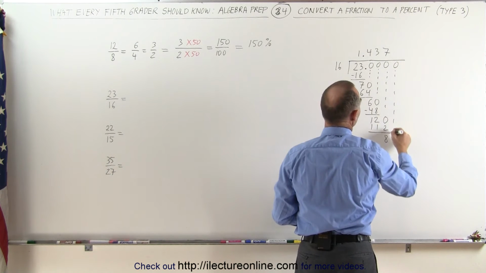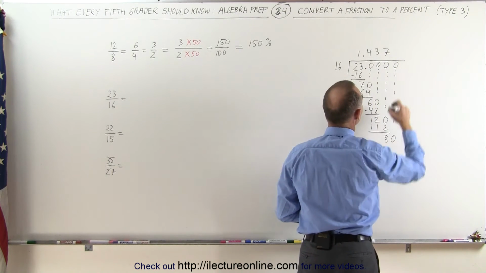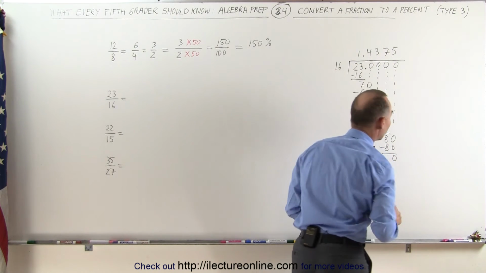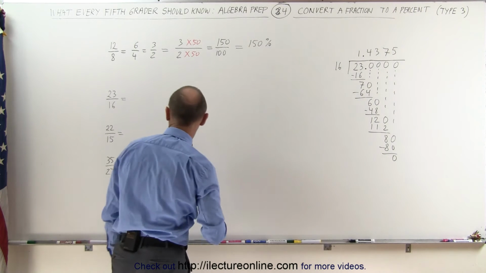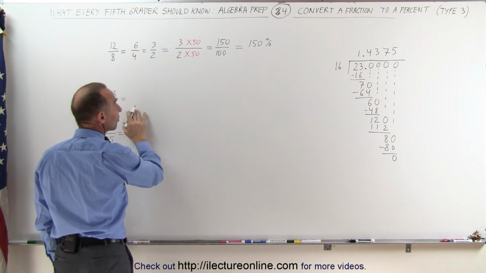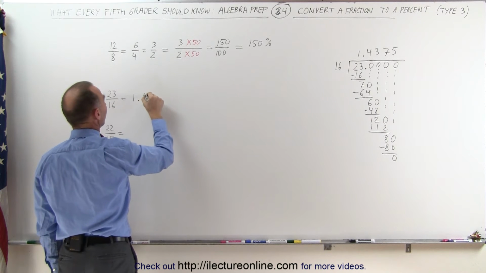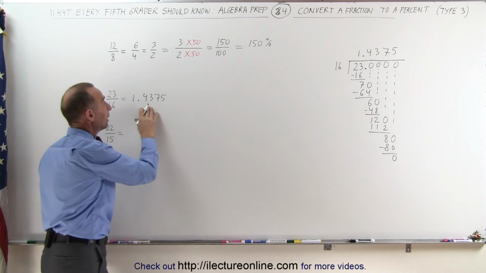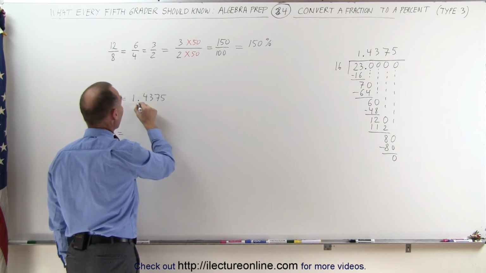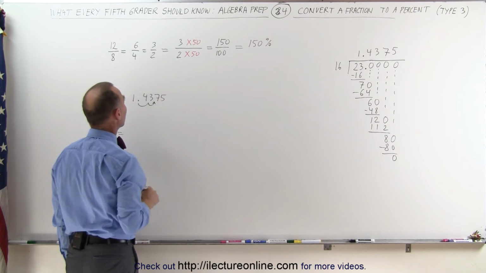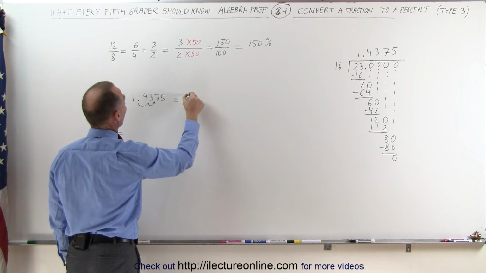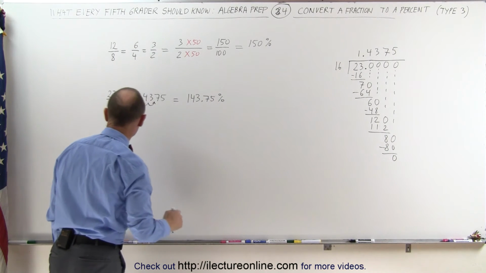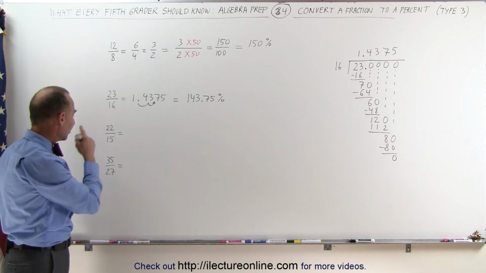Another 0, bring it down. 80. Well, 16 goes into 80 exactly 5 times. 5 times 16 is 80. And the remainder is 0. Now I have a decimal. I can say that 23 divided by 16 is the same as 1.4375. Now we employ the rule to take a decimal and change it to a percentage. We simply have to move the decimal point over 2 spots. This is therefore equal to 143.75%.